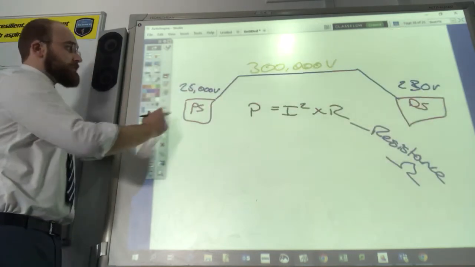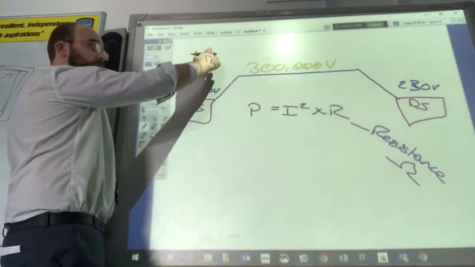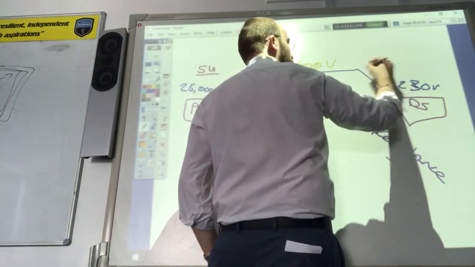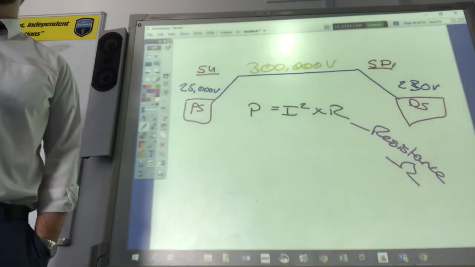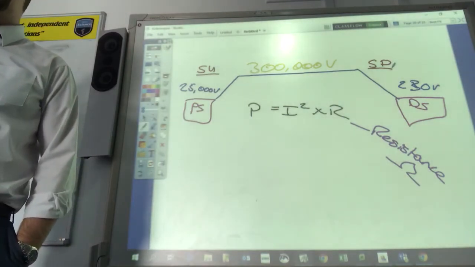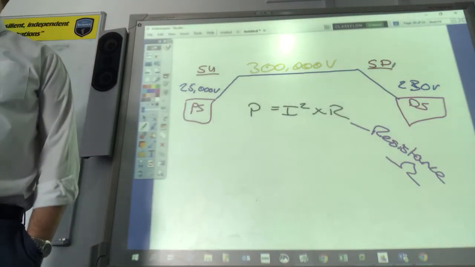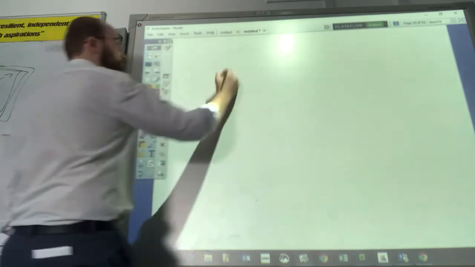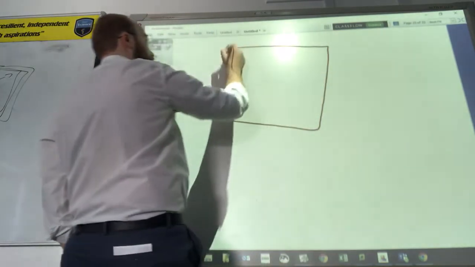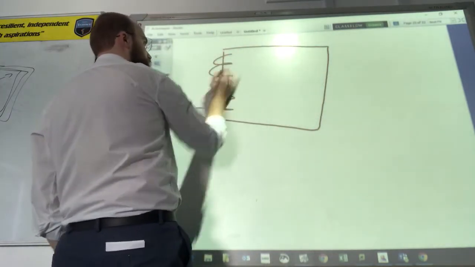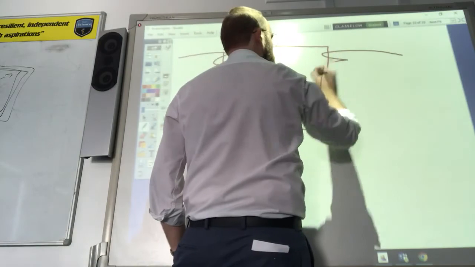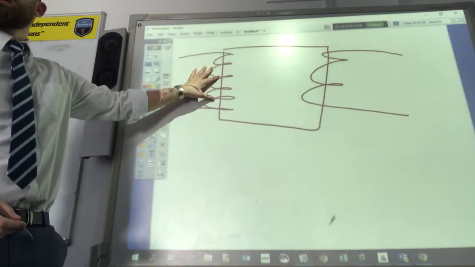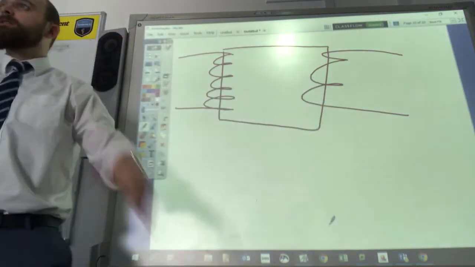When we're talking about transformers as well, so this is my step-up transformer. This is my step-down transformer. We know that step-up transformers increase voltage, decrease current. Step-down transformers decrease voltage and increase current. And that's because my transformers have got a primary coil and a secondary coil. Between my primary coil and my secondary coil, the power is the same.